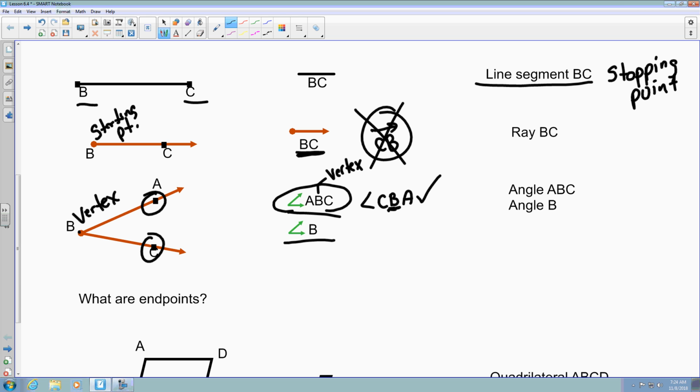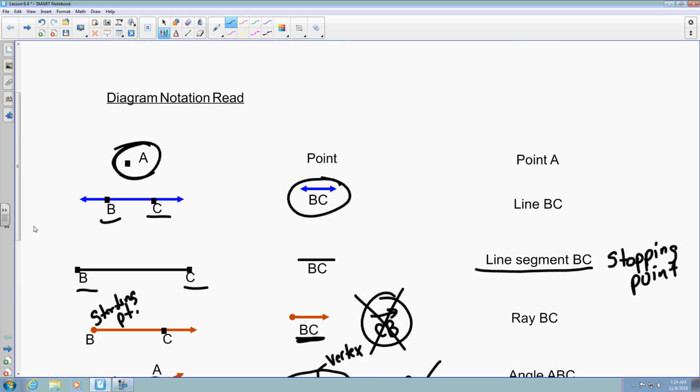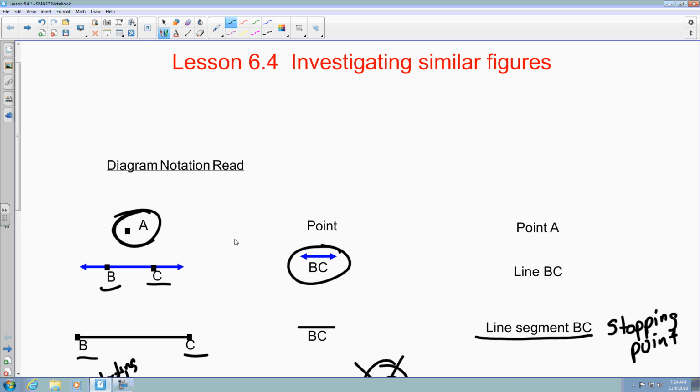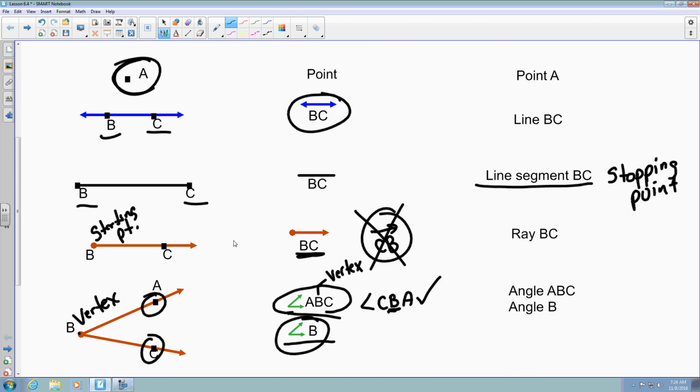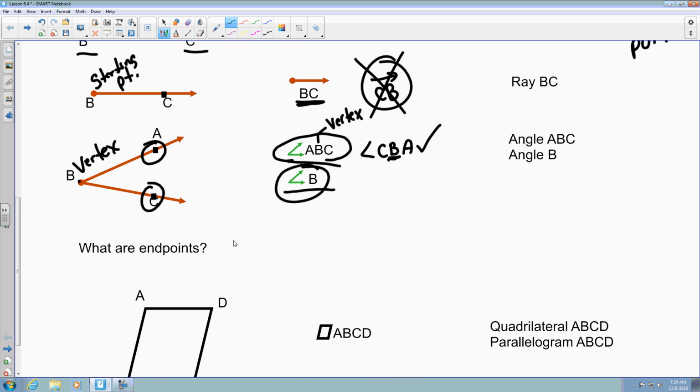Sometimes when you have actual polygon shapes, it's easily identified what that angle is, so you could use it in that aspect. So those are the different diagrams to help us represent similar figures in geometry.